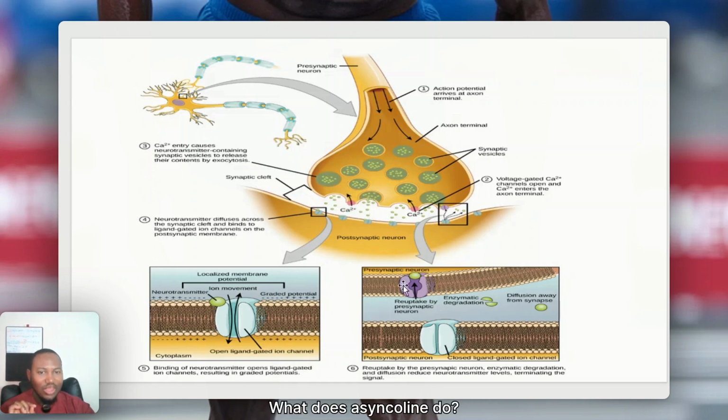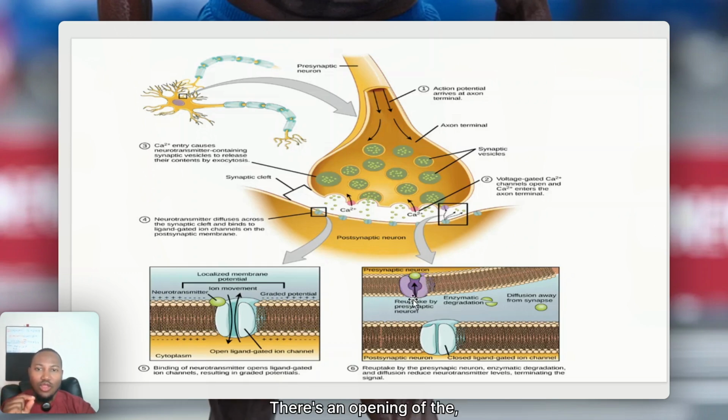What does acetylcholine do? It will attach to the sarcolemma. Remember what a sarcolemma is? A sarcolemma is the plasma membrane of a muscle. We call it sarcolemma. So immediately it will attach to the receptor on a sarcolemma. Immediately attaches itself to the receptor on the sarcolemma.